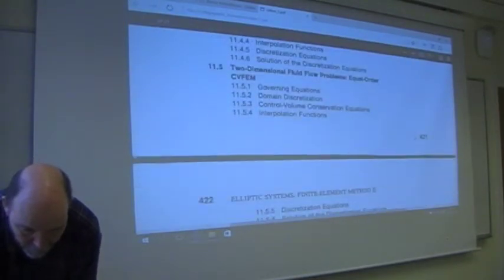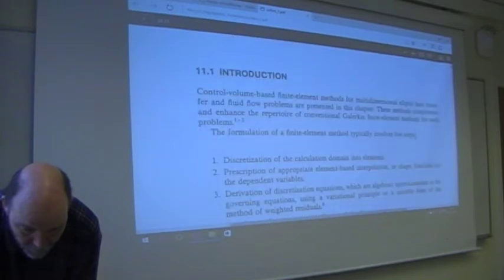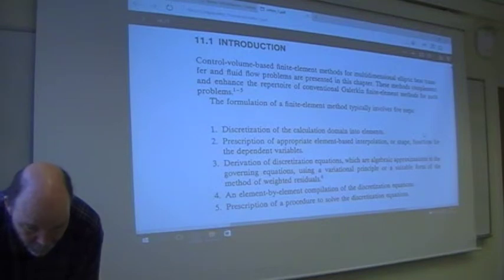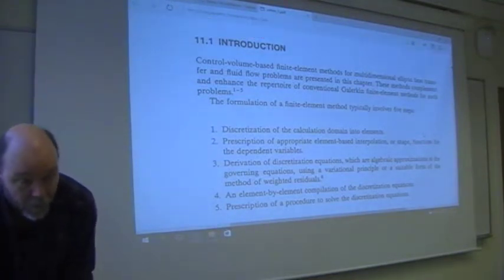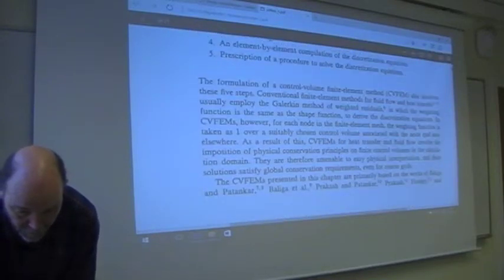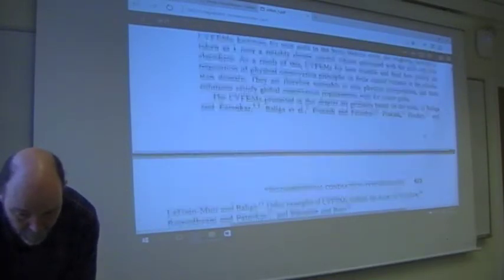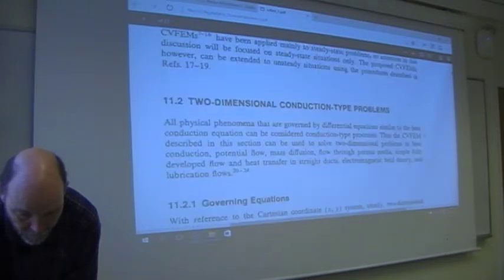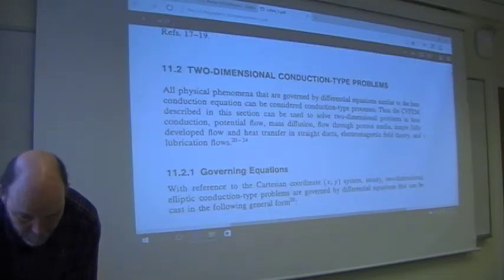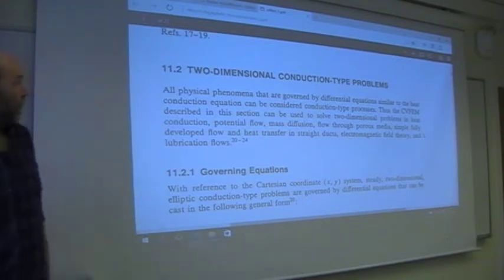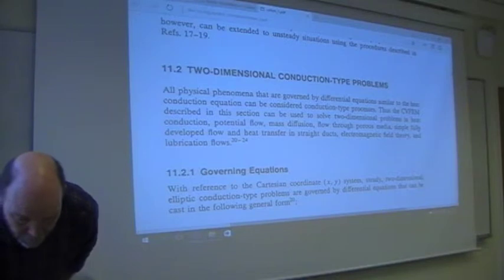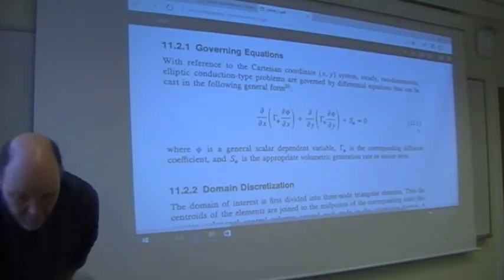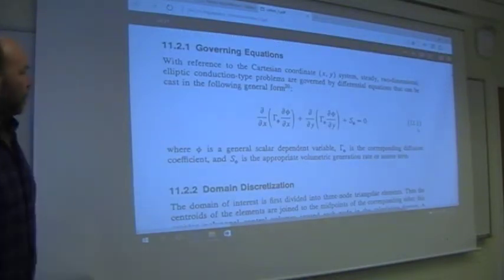But the basic part here is the first couple of chapters. This actually will be a recipe that you can take in your hand and start programming. See if I can show you some demos later on. Yeah, the introduction we skip. So we start easy on the conduction type problems, meaning we have a double derivative equal to 0.